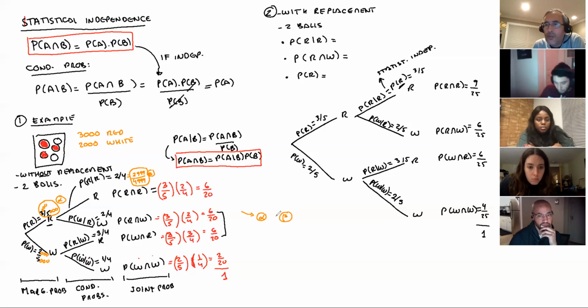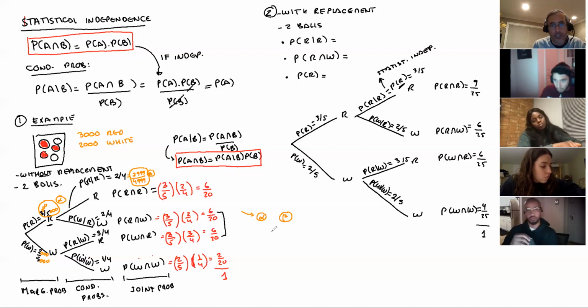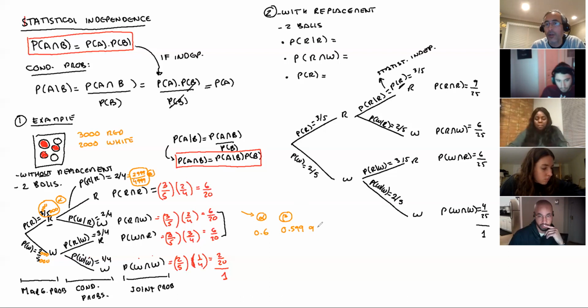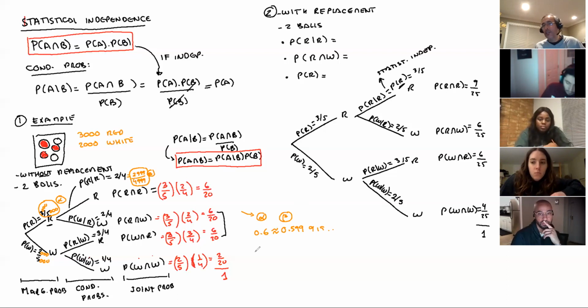How are they? Just use your calculator. So alpha is 3,000 over 5,000, so it equals 0.6, correct? And if you divide 2,999 by 4,999, you get 0.59919, etc. So basically, these two numbers are equal. Makes sense to you? So guys, here comes what is interesting for us.